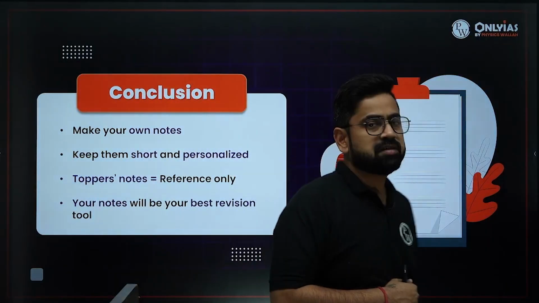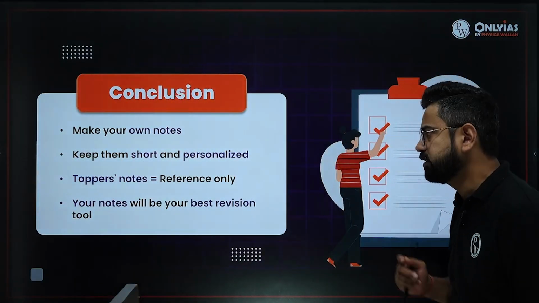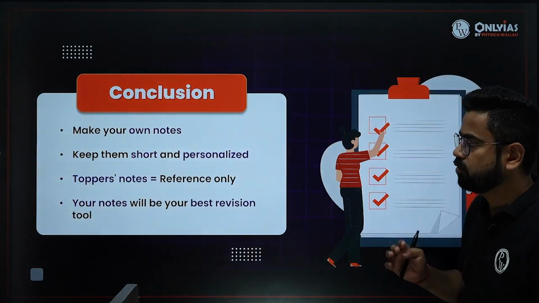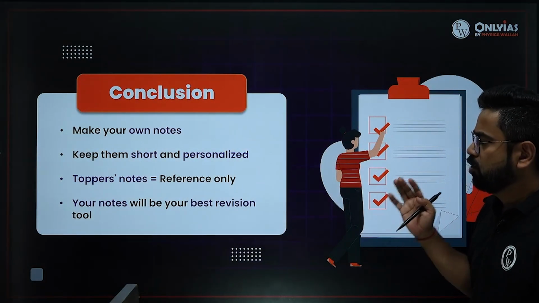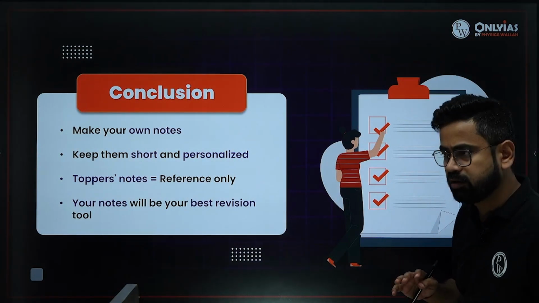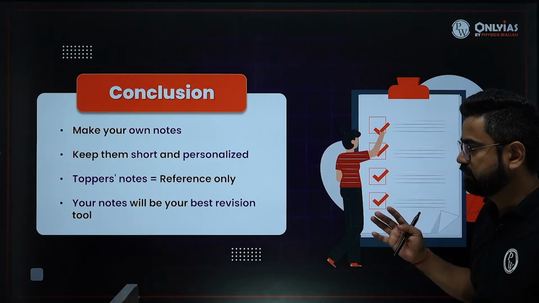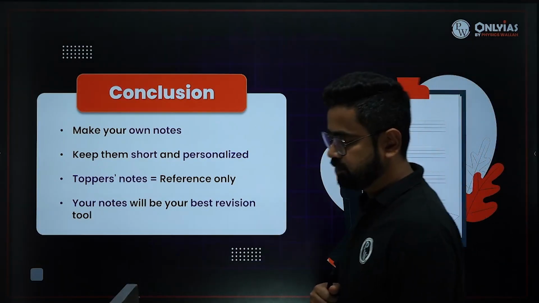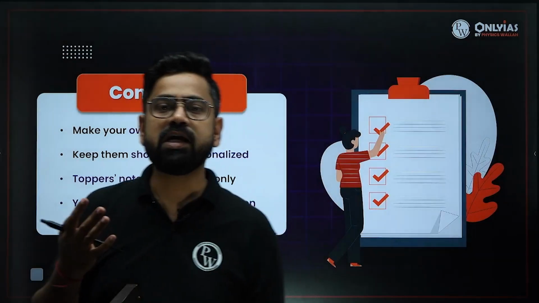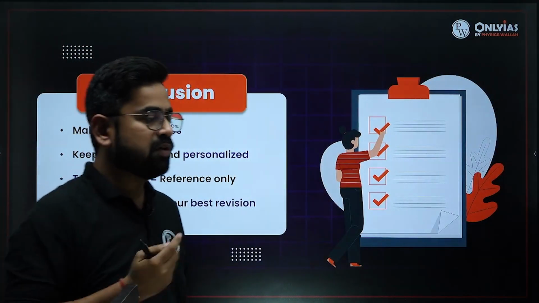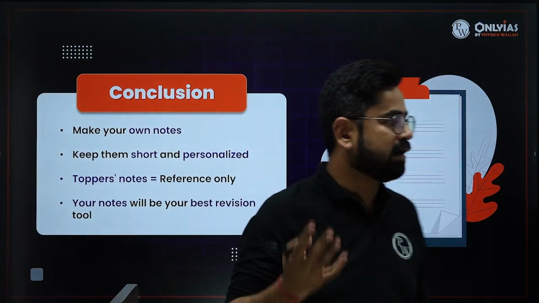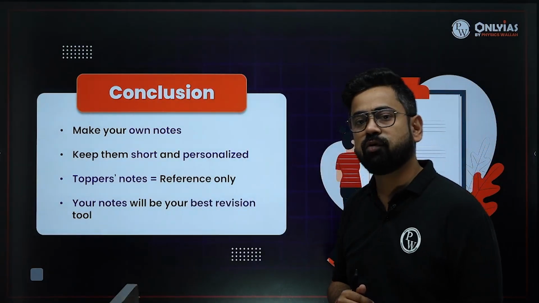Right, so let's conclude the whole topic. We discussed that first of all, you should have your own notes to help you quickly revise. Keep them short and personalized as far as possible. Toppers' notes are not the study material, they are only for reference, and your notes will be your best revision tool, because they will give you the associated knowledge. They will help you go back to that associated knowledge. They will quickly help you revise the whole content. Right, so this is how you can go for the notes.